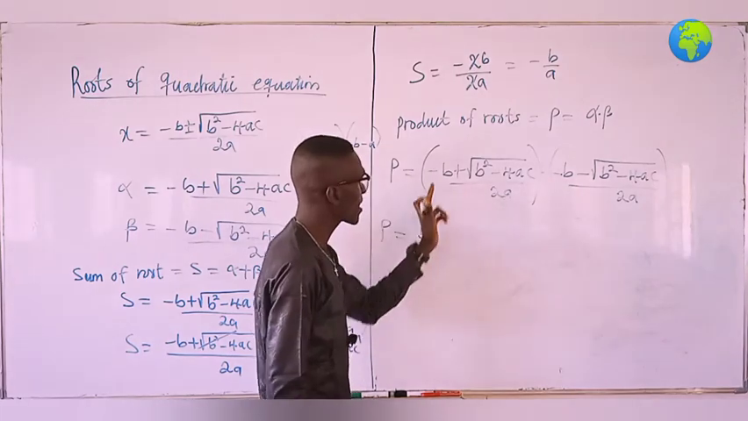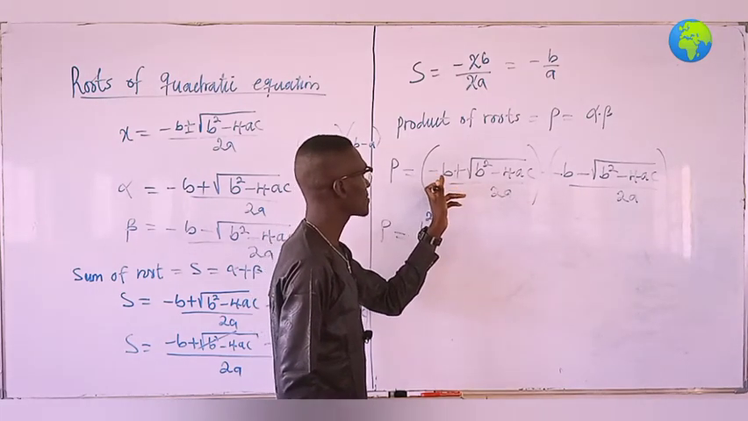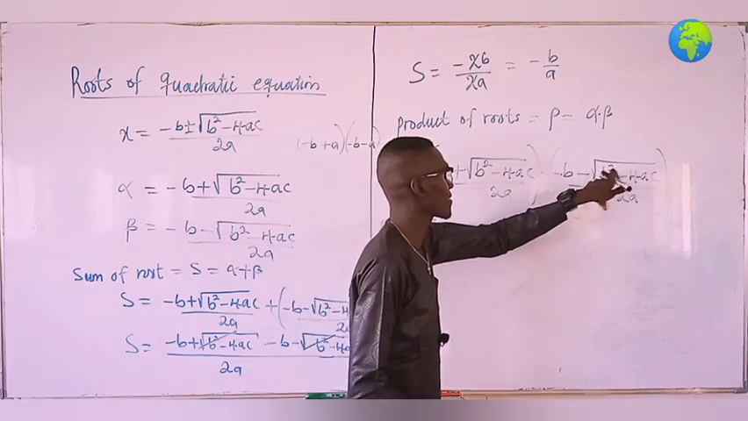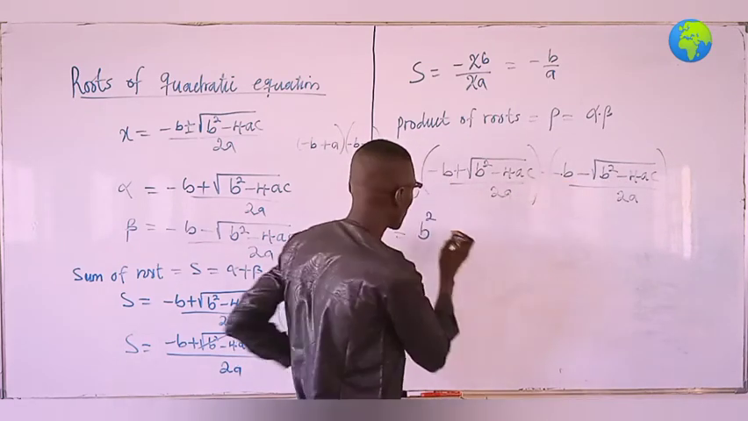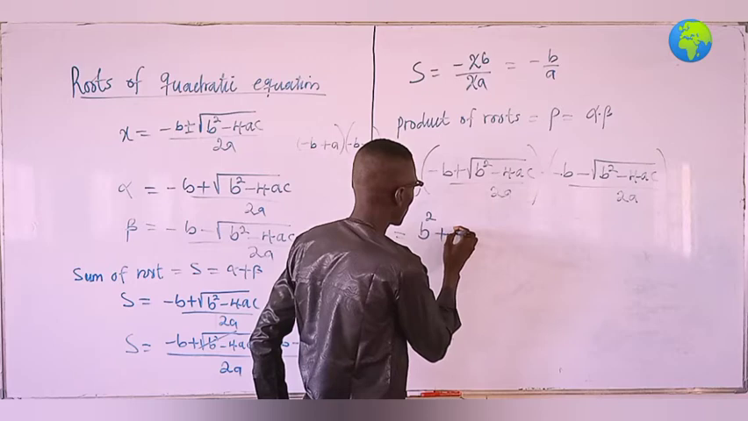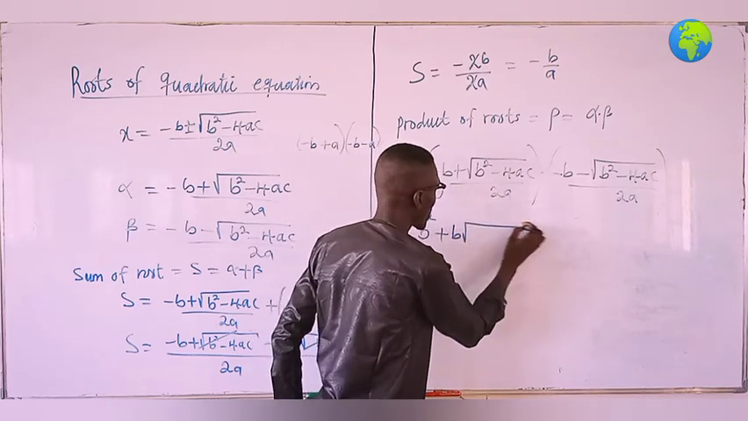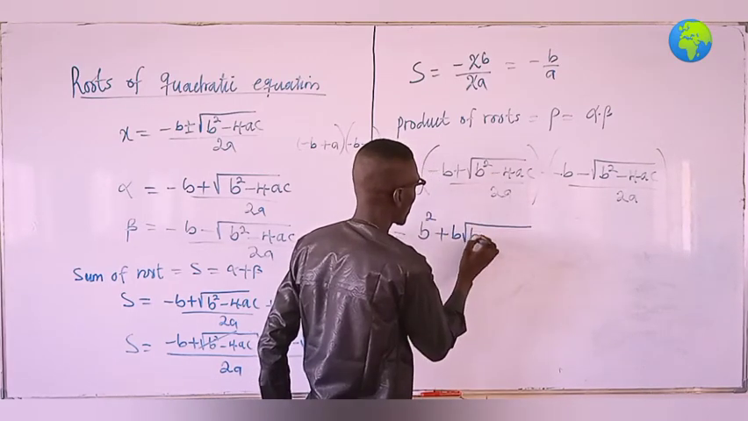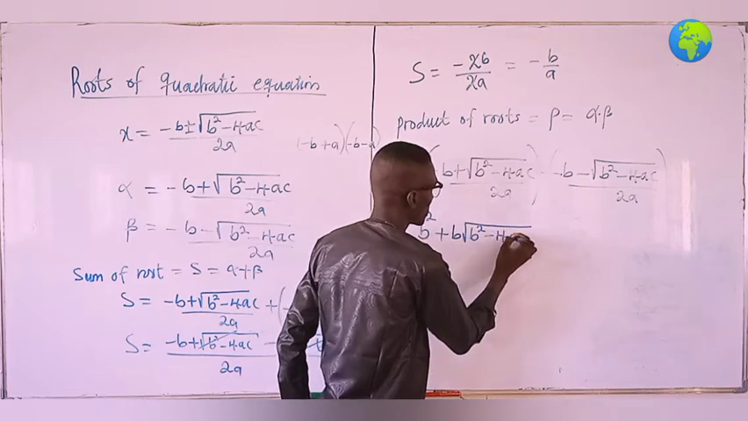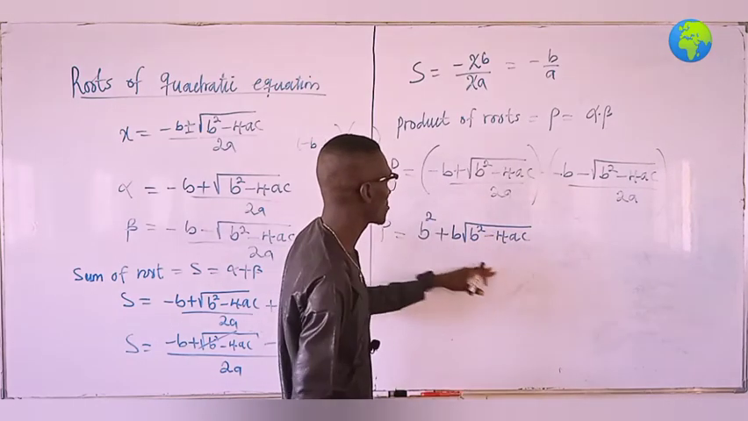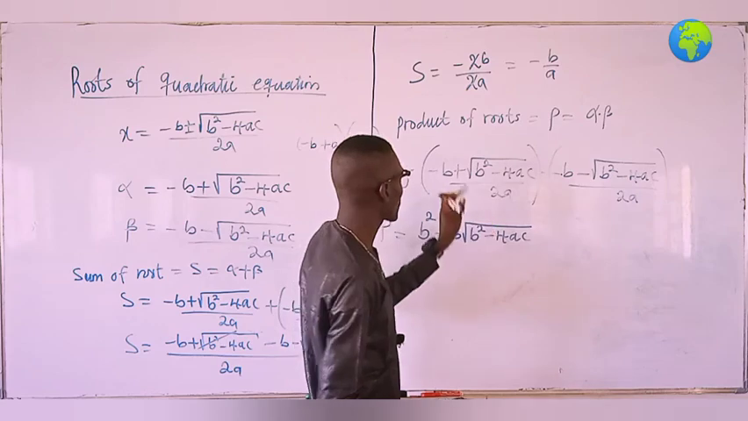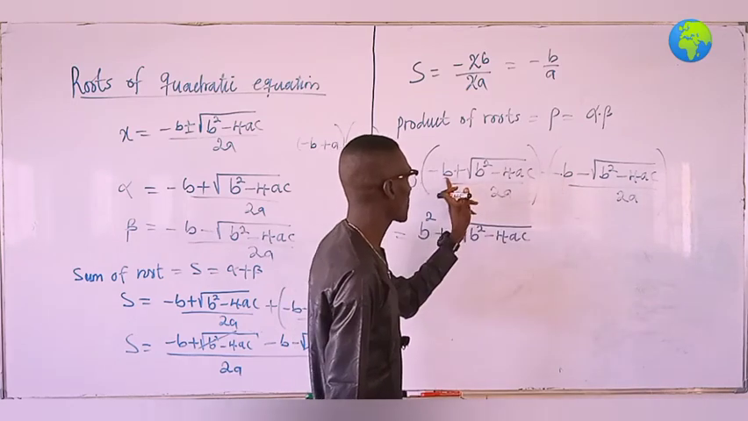So I'm having b squared, but this time around I'll be taking minus b times minus the square root of this. Minus and minus will make it a positive. But this time around, b times the square root of what? I'll have what is inside, b squared minus 4ac. Let's forget the denominator for now, right? So I'm done with the first and the first and the second.